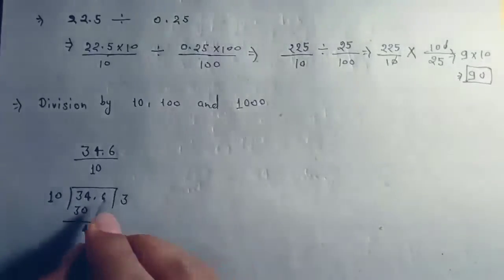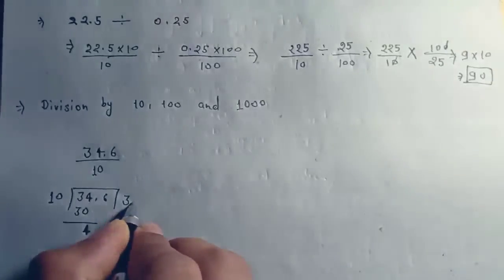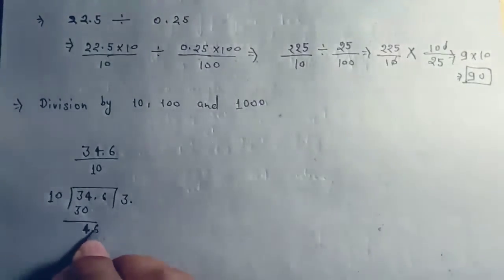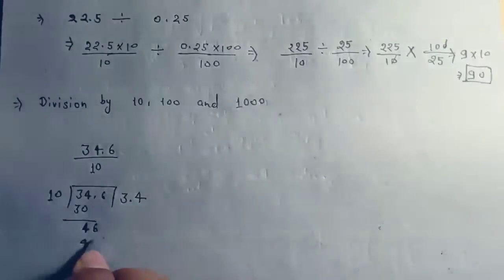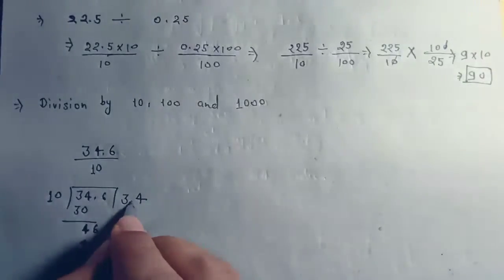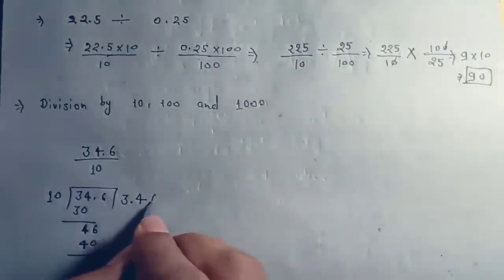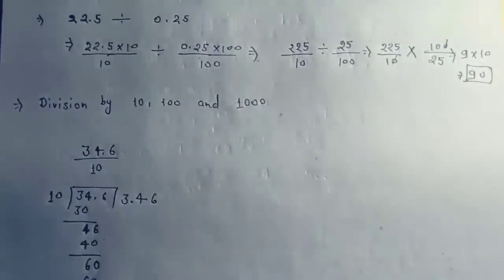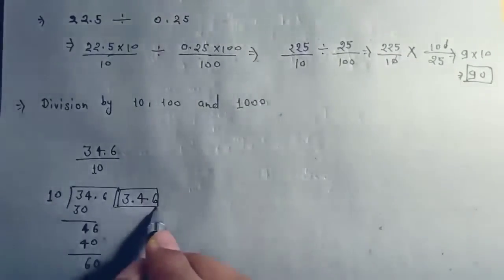Then 4, and now you have to include the decimal sign, so put the decimal sign here. Then 6, 10 fours are 40, with 6 remaining, so we get 46. Here you can write 0 because of the decimal sign. Now 10 sixes are 60 and it is over. So this is your answer here, 3.46.